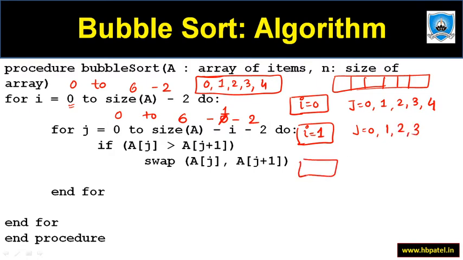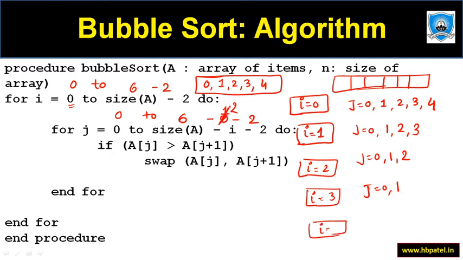Next time i equal to 2. When I put i equal to 2 here, j starts from 0 to 6 minus 2 minus 2. So 6 minus 2, 4 minus 2, 2. So j equal to 0, 1 and 2. Likewise, when I go for i equal to 3, j will be 0 and 1. And when i equal to 4, j will be only 0. So this is how the entire execution is done. So if we take this example, j equal to 0 means 0, 1, this comparison, then 1 means this comparison, then 2 means this comparison, 3 means this comparison, and 4 means this comparison.